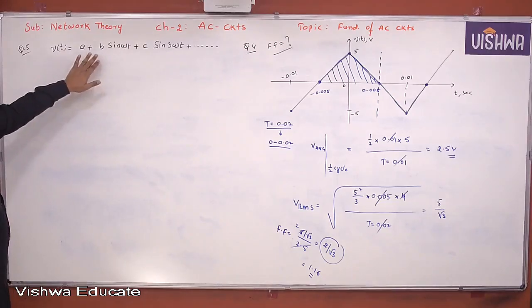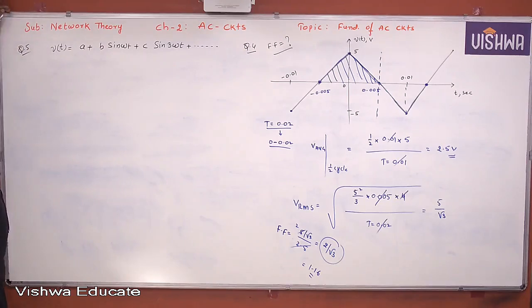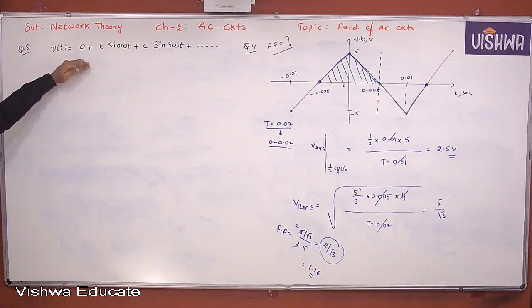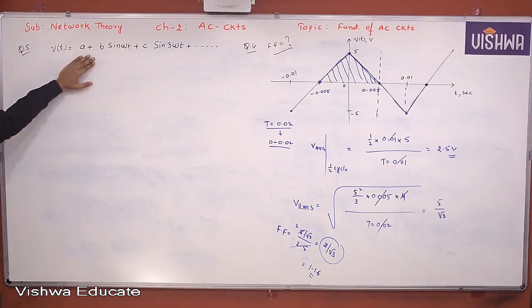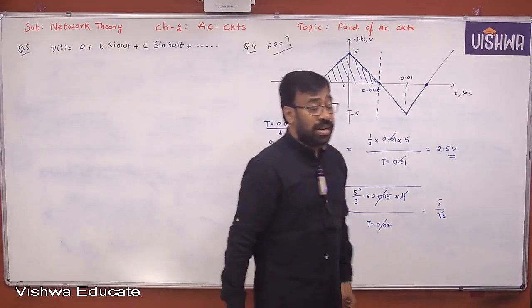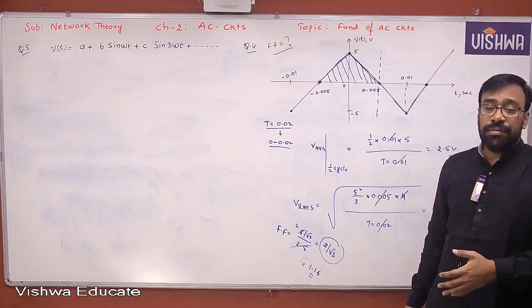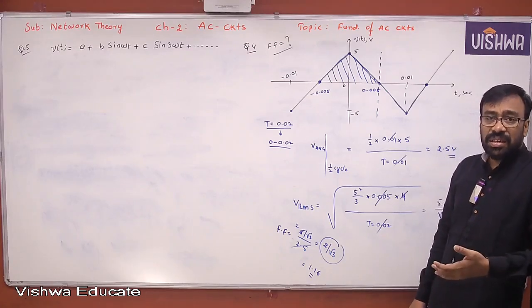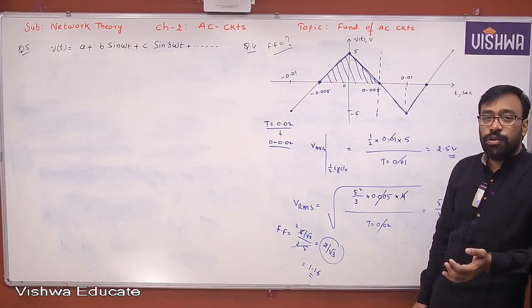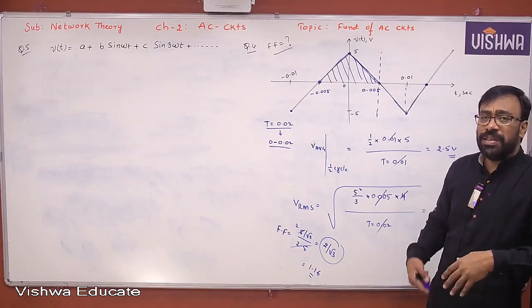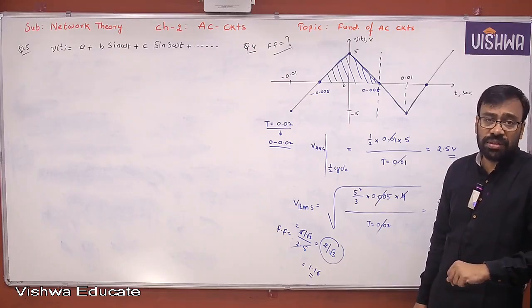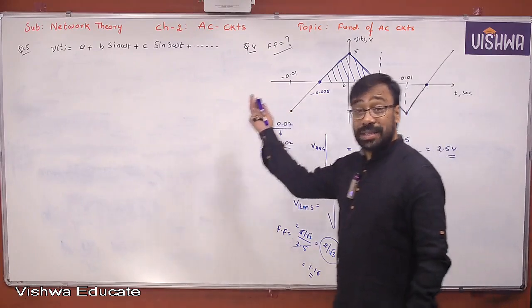V of t is equal to a plus b sin omega t plus c sin 3 omega t plus and so on, like that you have d sin 5 omega t. Like that it is getting repeated. You already know how this waveform is resulted and derived. You have already seen it using the Fourier series expansion. When you have a sine wave with some harmonics, you can analyze it using Fourier series analysis, and the result is like this. Yes or no, all of you?